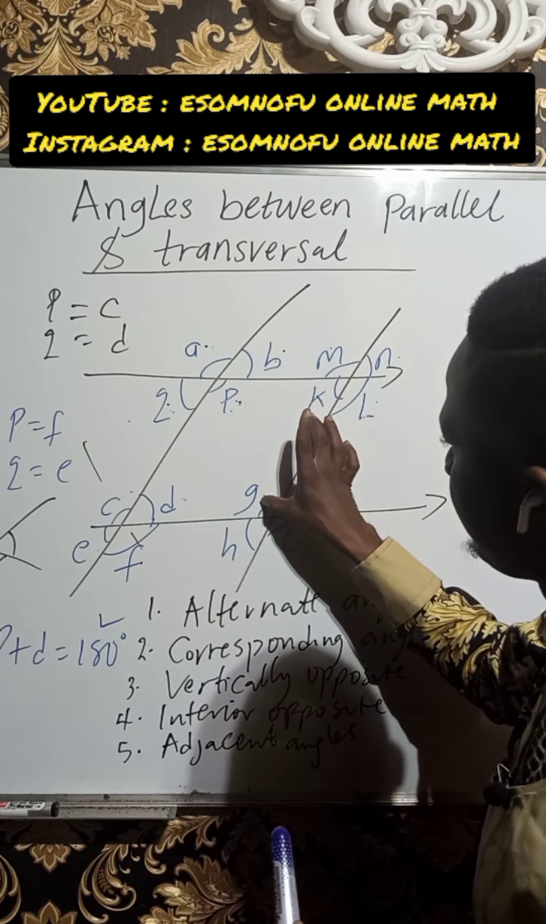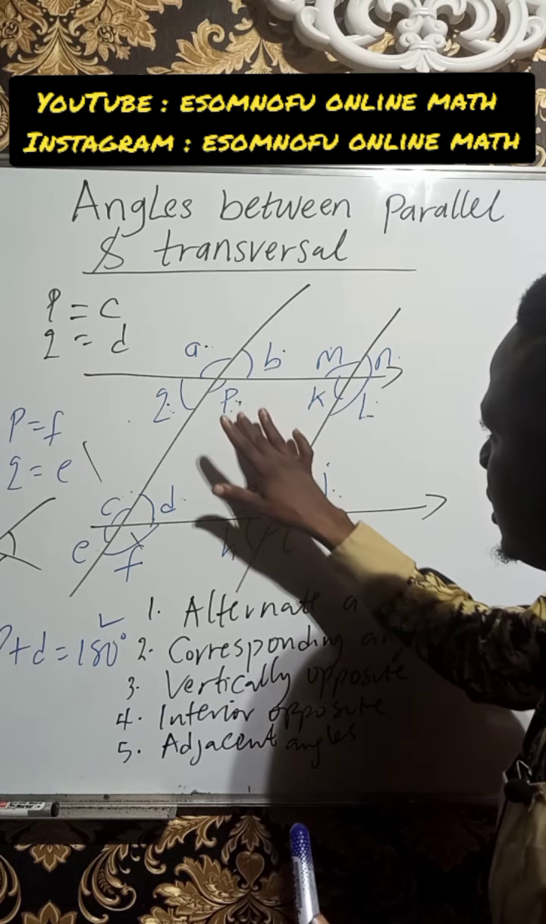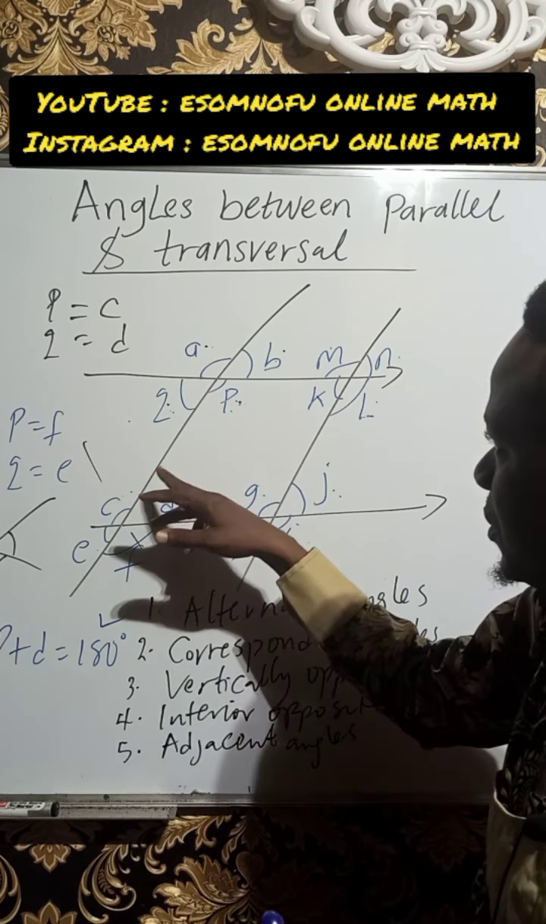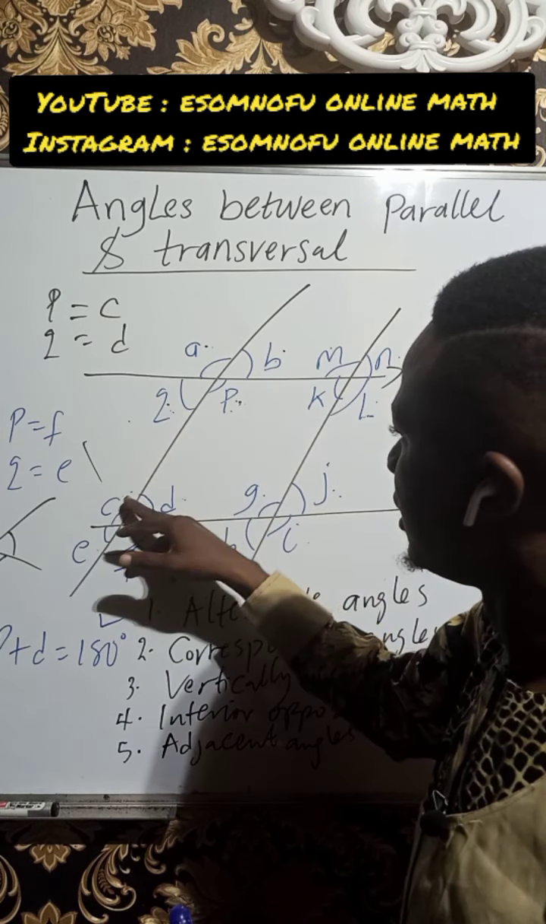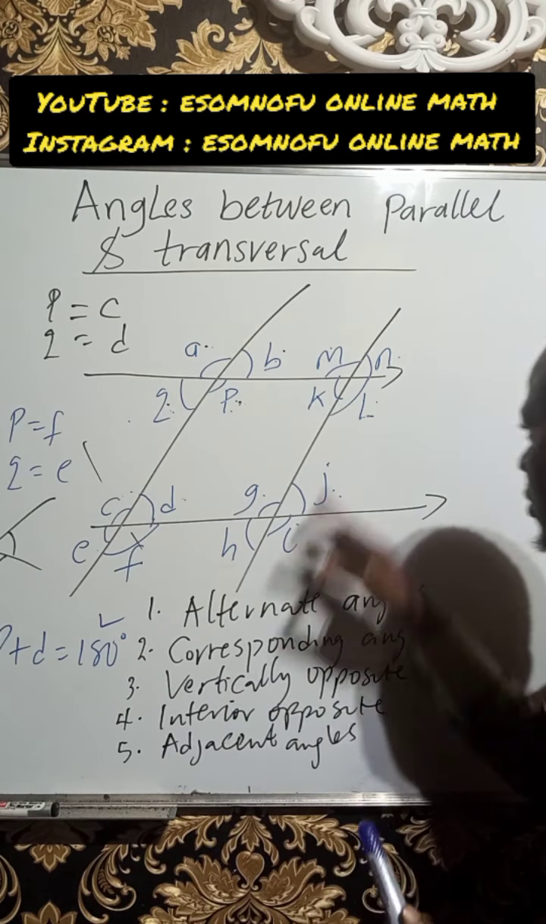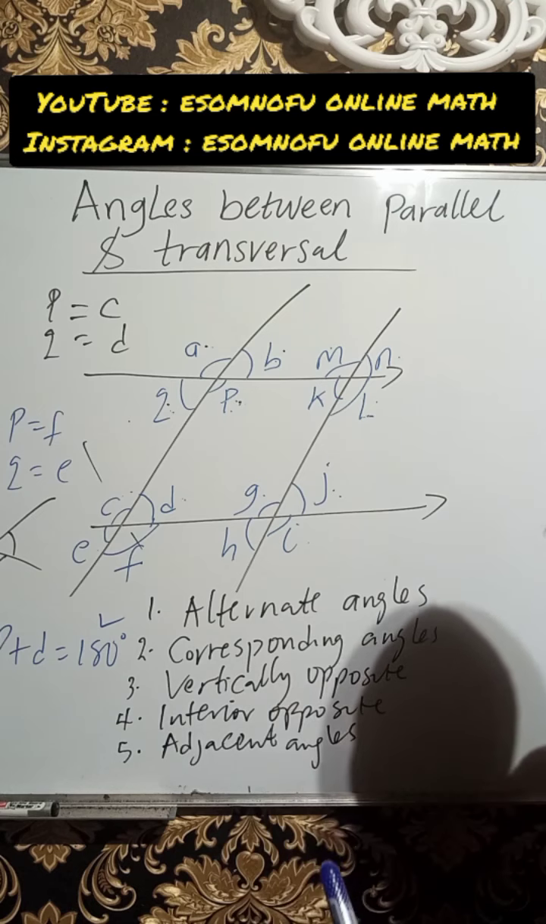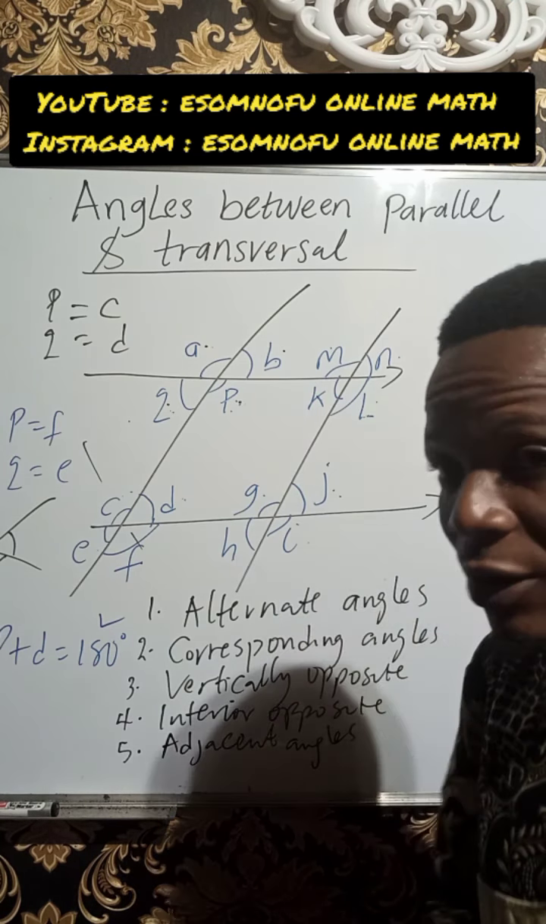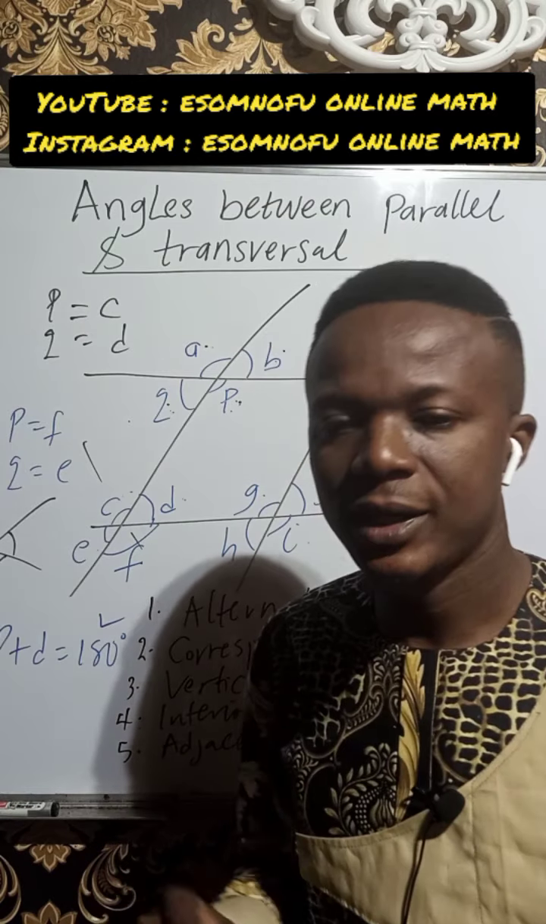They must be inside, facing each other: K and G, P and D. Okay, even Q and C are interior opposite angles, L and K. The angles directly opposite to each other are called interior opposite angles. They are not equal, rather they sum to 180 degrees.